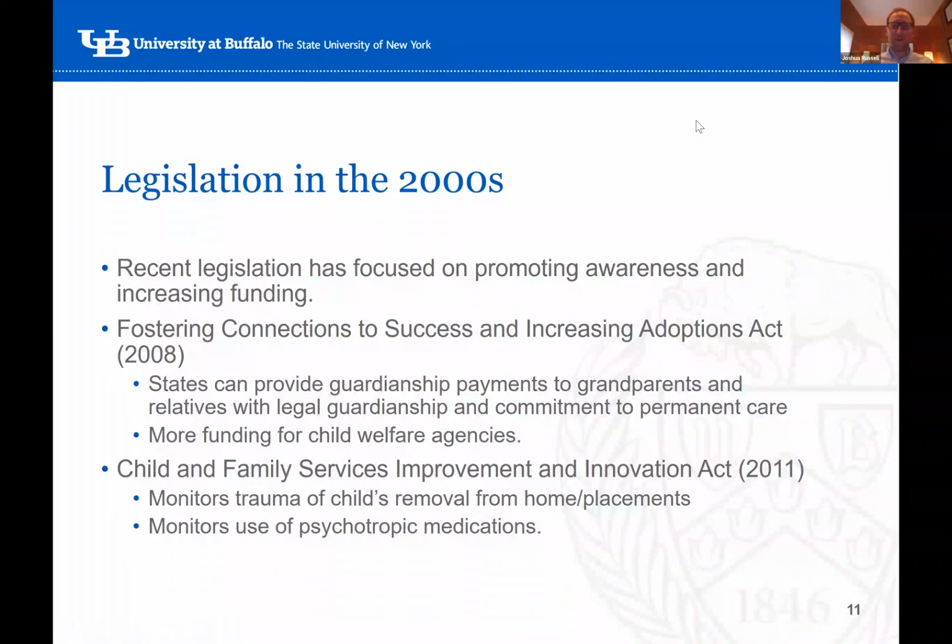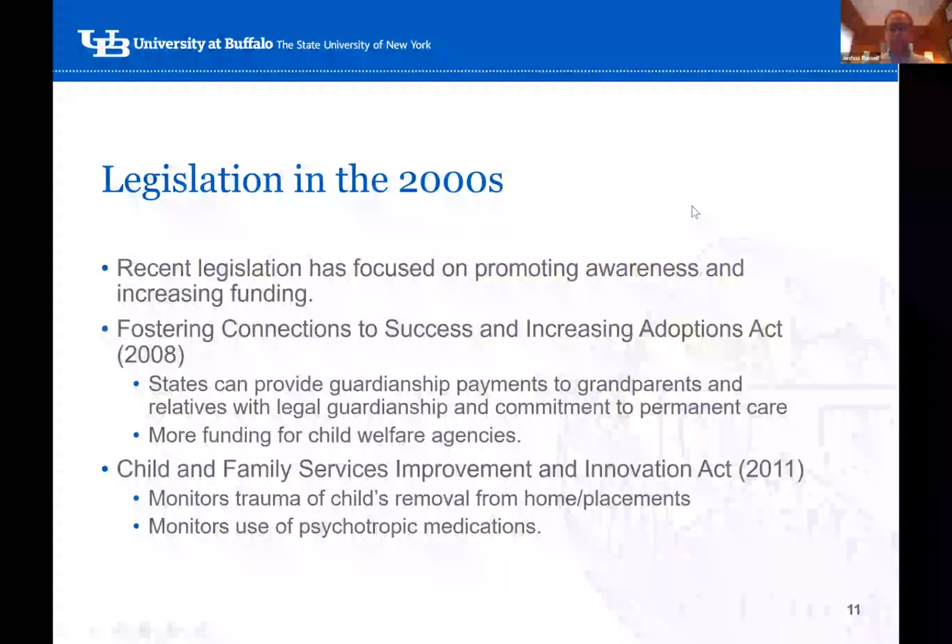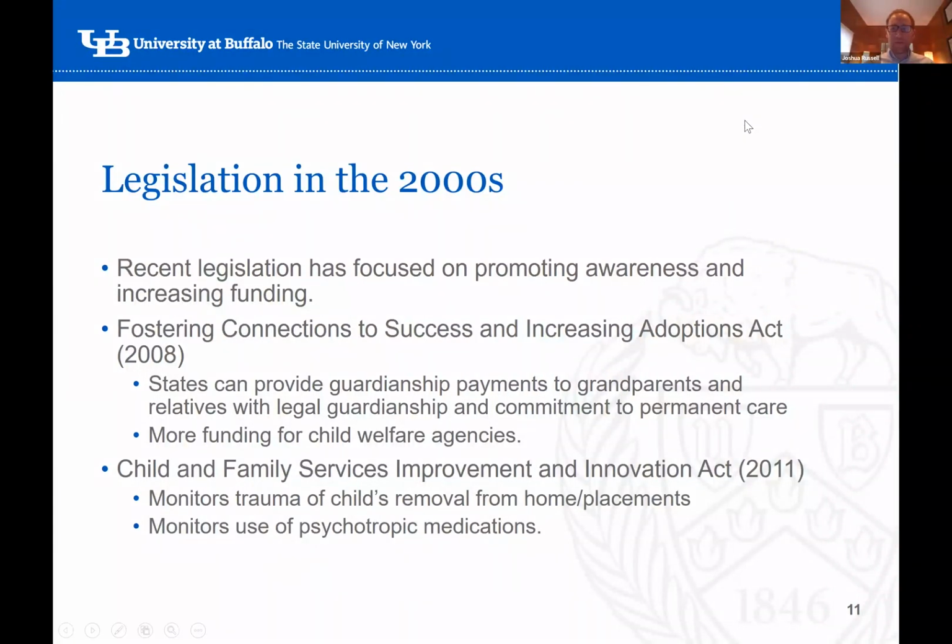So, over the last two decades or so, legislation has more been focused on promoting awareness and funding, which is a good thing. Although it hasn't reestablished that definition of the well-being of the child and hasn't really expanded on it anymore. We had the Fostering Connections to Success and Increasing Adoptions Act of 2008. What this did was it allowed grandparents and other relatives to acquire the benefits that foster families had when it comes to taking guardianship of a child. And it also provided more funding to agencies involved in the system.